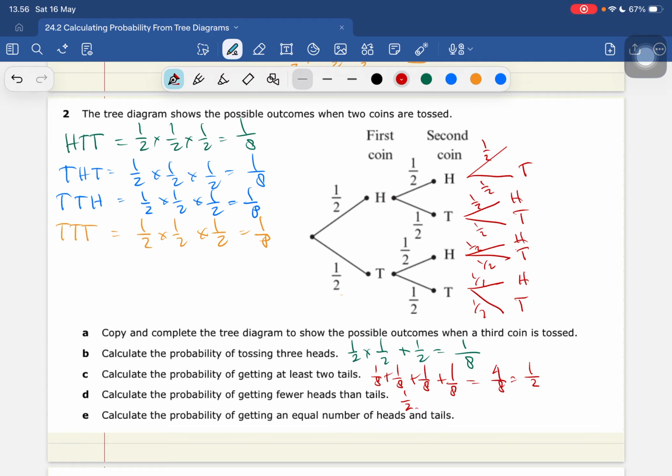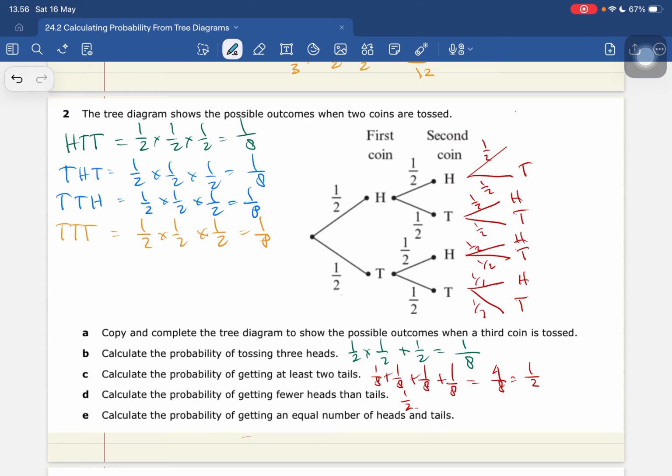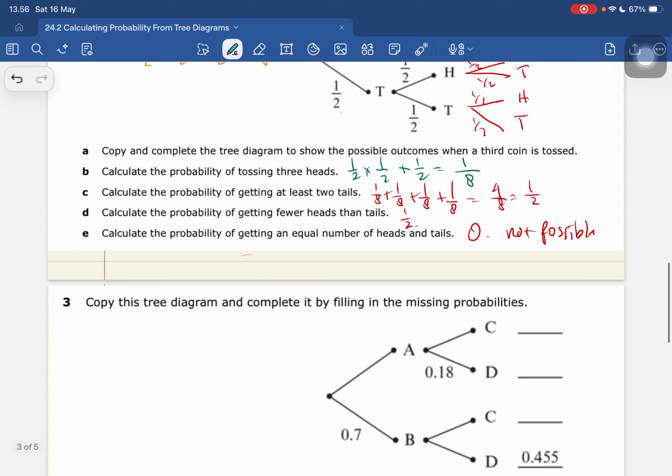Calculate the probability of getting an equal number of heads and tails. Now, since there are 3 coins, look at this, 3 coins, so this is 0, not possible with 3 coins because this is odd.